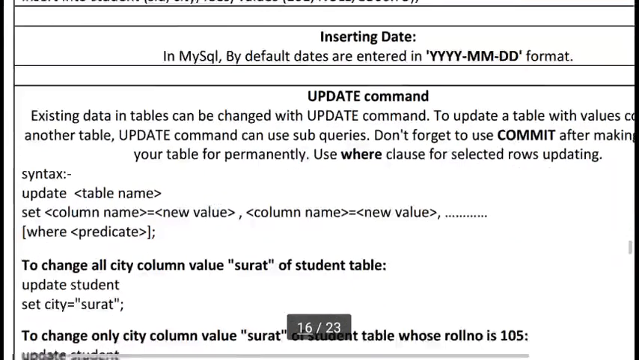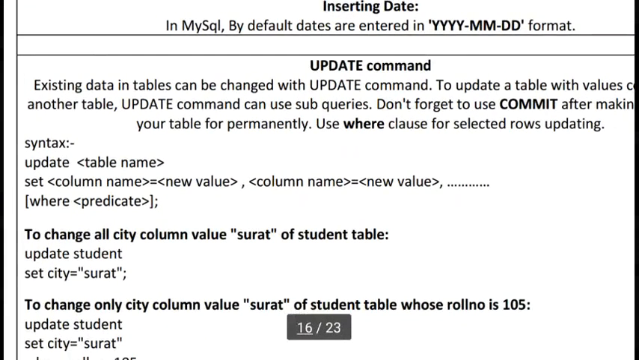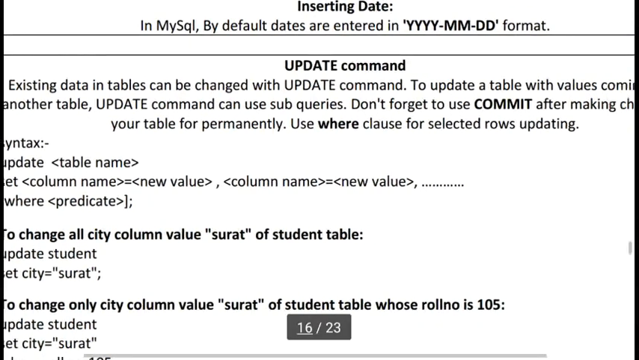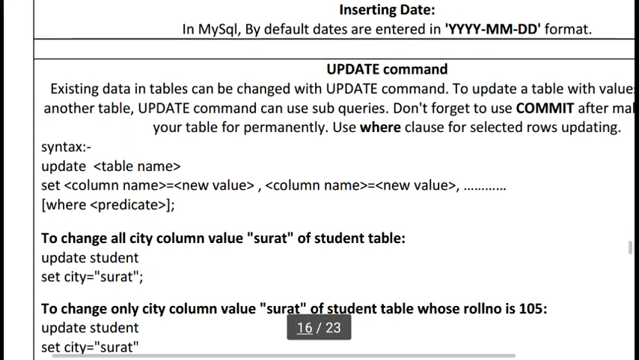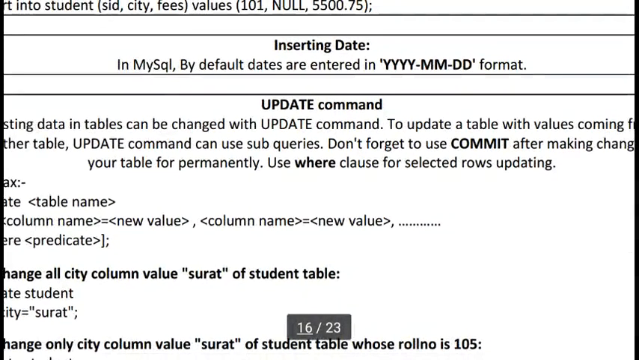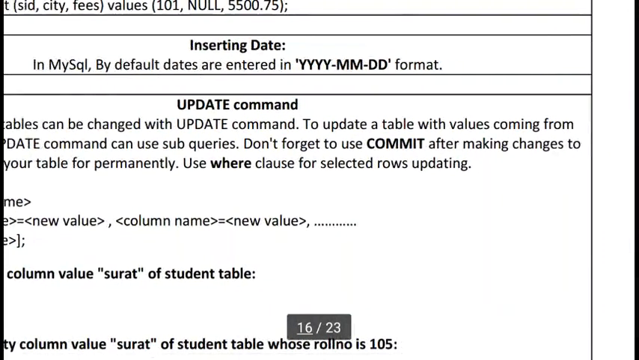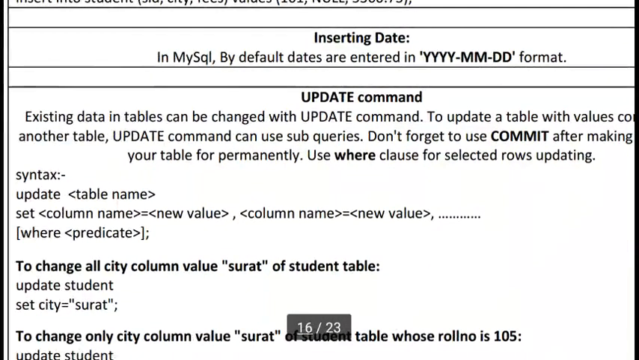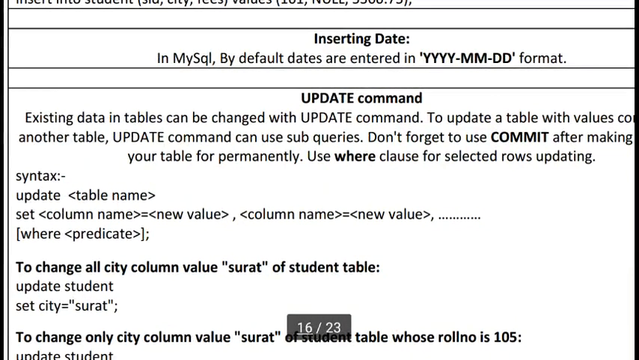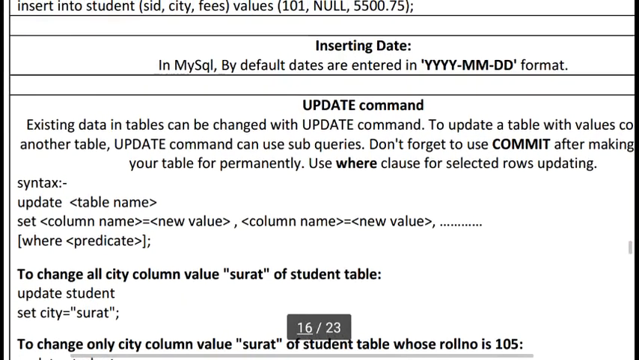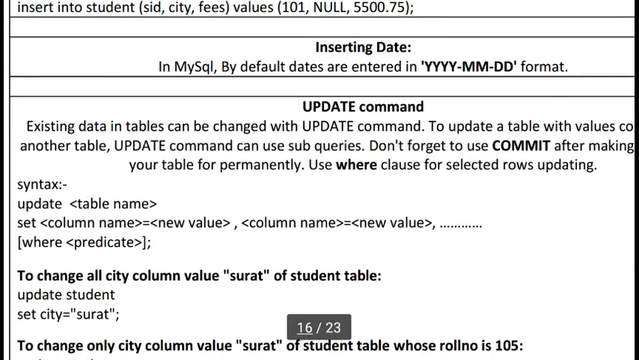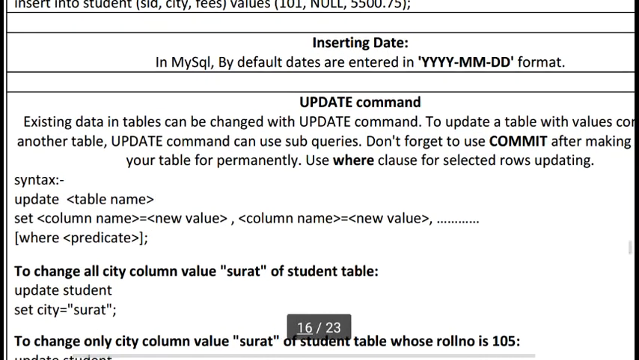Okay, the next command is our update command. Existing data in a table can be changed with the update command. To update a table with a value coming from another table, the update command can use subqueries. Don't forget to use commit after making changes to make them permanent to your table. Use the where clause for selecting the row to update.